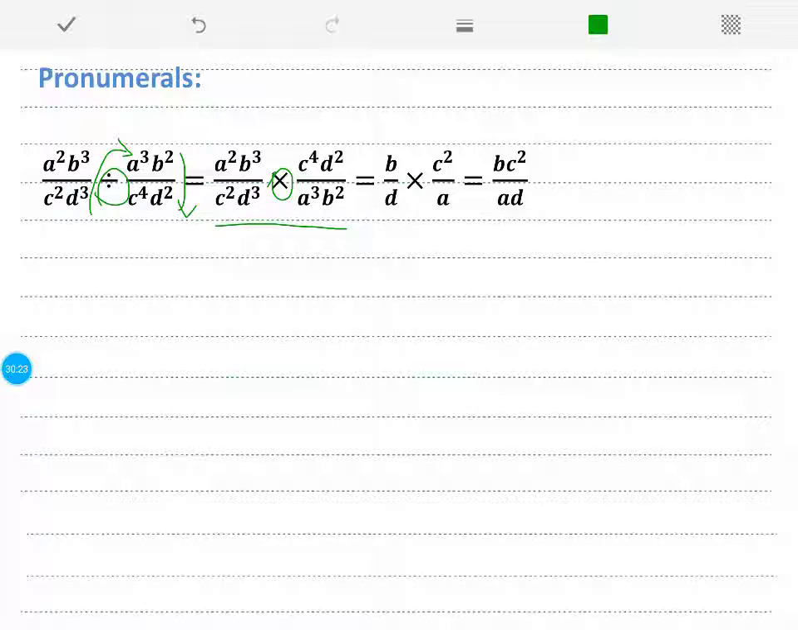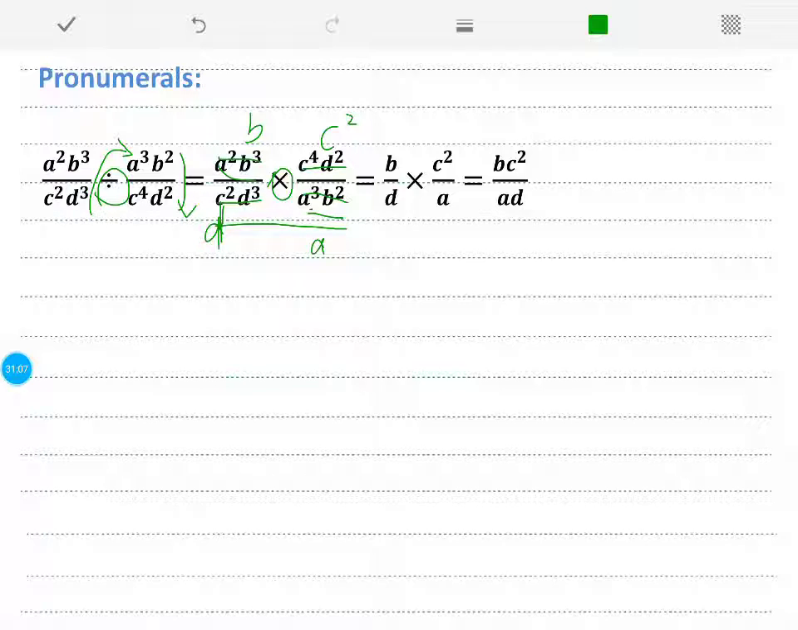For the a, b terms, we see a squared b cubed for that one, and a cubed b squared here. The largest common factor for that is a squared b squared. That divided by a squared b squared leaves just b. That divided by a squared b squared leaves just a. Similarly, the common factor for the c, d terms is c squared d squared. So c squared d squared leaves d, and c squared d squared leaves c squared. So the final one, okay, this is d, not a. It's b over d times c squared over a.